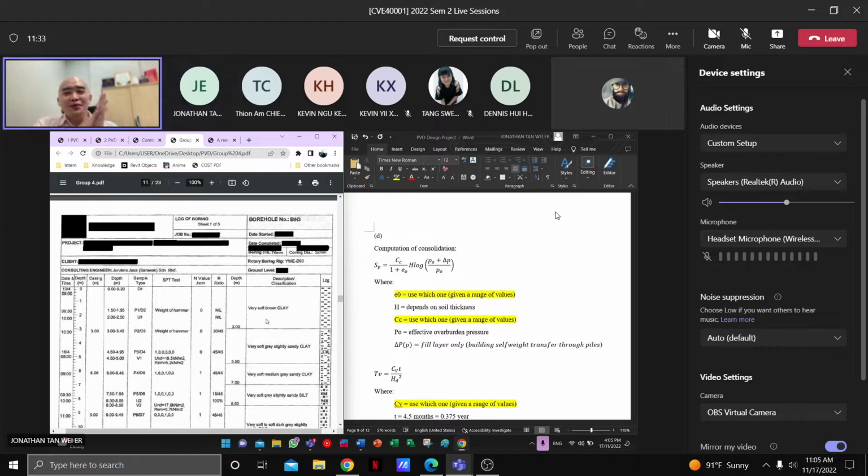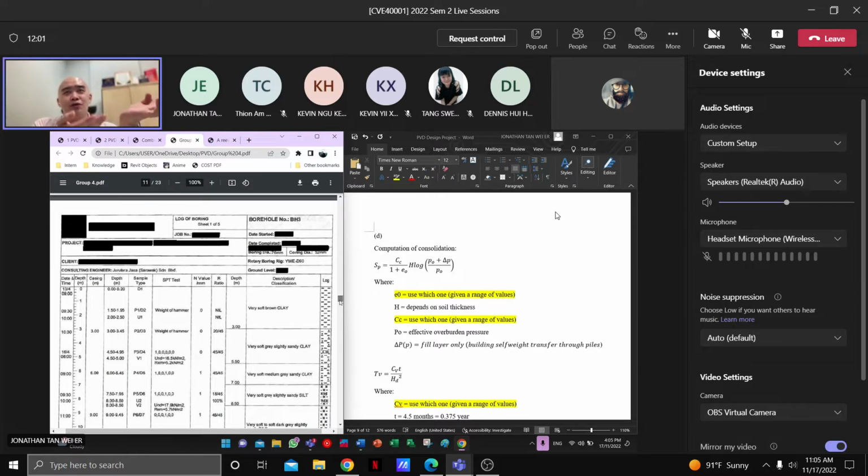That's why I wanted everybody to be present first before we discuss. Any ideas? You see, borehole 1 you have info. Borehole 3 you have info. Borehole 2 you don't have info. For boreholes 1 and 3 you have the consolidation parameters, but borehole 2 you don't because you didn't do the test.